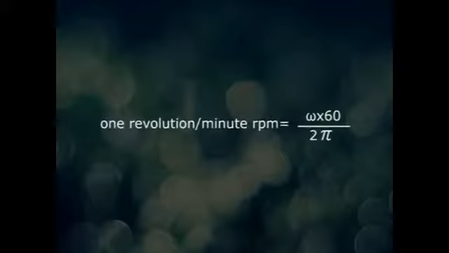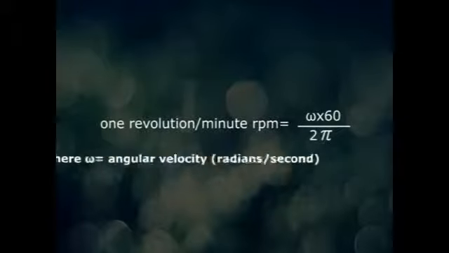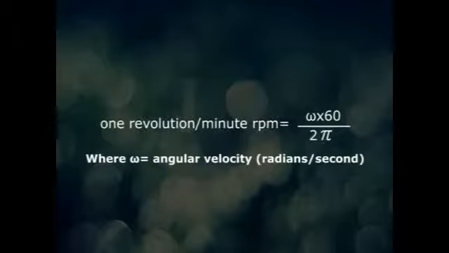The rate of centrifugation is expressed as revolutions per minute or RPM, which is specified by the angular velocity omega. 1 revolution per minute RPM is equal to omega into 60 divided by 2 pi, where omega is equal to angular velocity, which is expressed in radians per second.